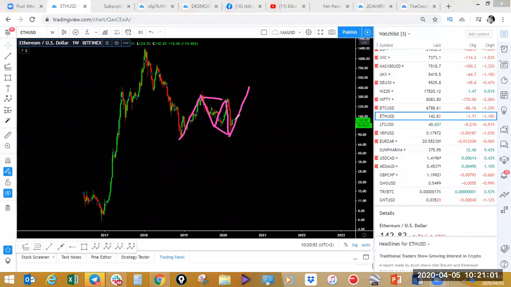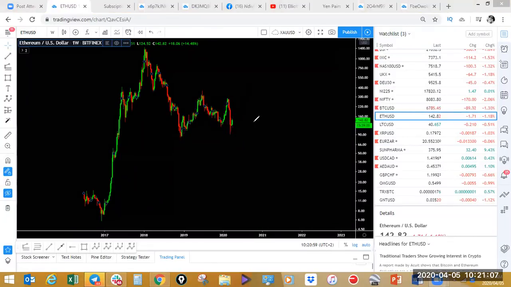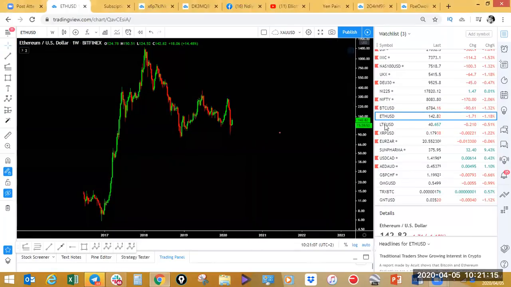Right, so this may not go up in a straight line, and if it doesn't, that means this is going to be a double correction. But for now, we're just looking at that move. We're looking at this corrective structure to continue higher. Right, so that is Ethereum. Litecoin.